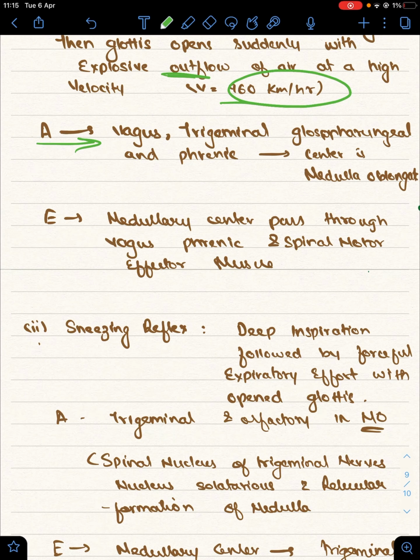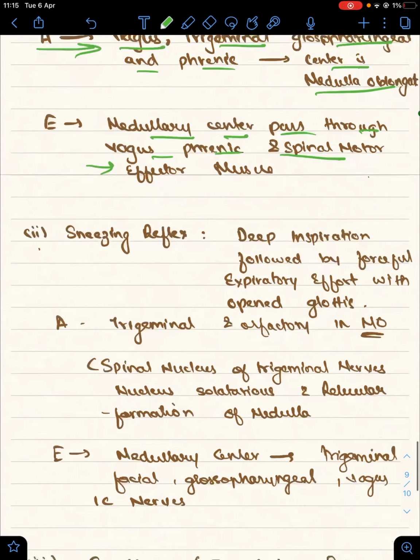Its afferent pathway passes from the vagus, trigeminal, glossopharyngeal, and phrenic nerve, and its center is the medulla oblongata. The efferent pathway of the cough reflex is from the medullary center, which passes through the vagus, phrenic, and spinal motor nerves, up to the effector muscles like intercostals and others.